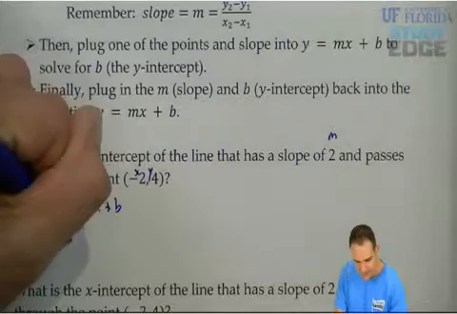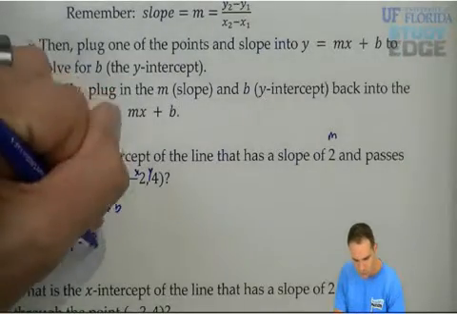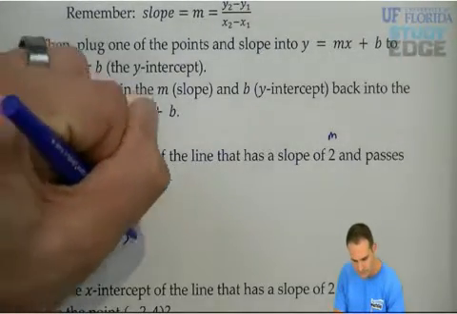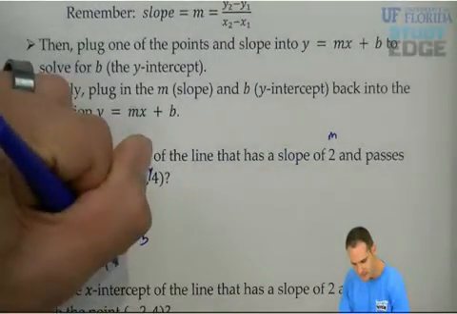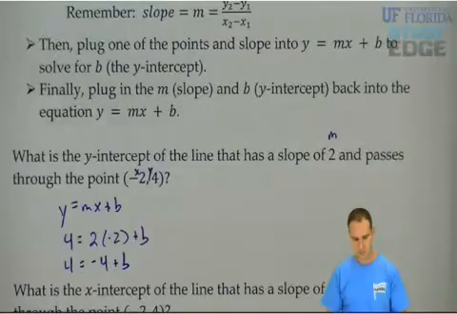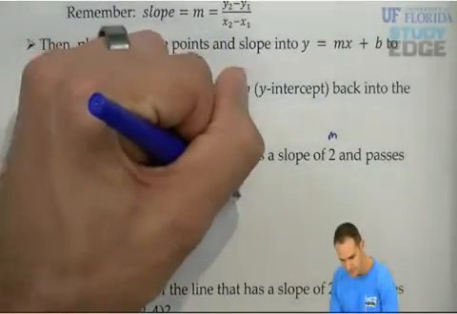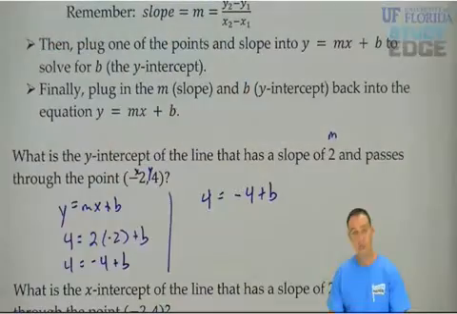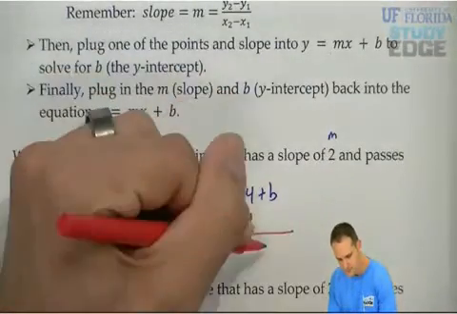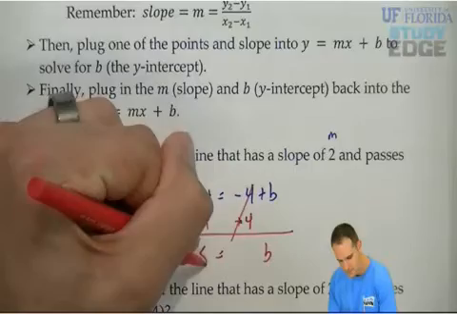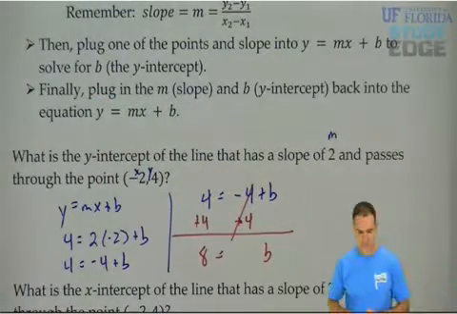In this case, I'm going to have 4 equals 2 times -2 plus b. 2 times -2 is -4. So I'm going to have to rewrite that. Solve for b. Add 4 to both sides. And b will equal 8.